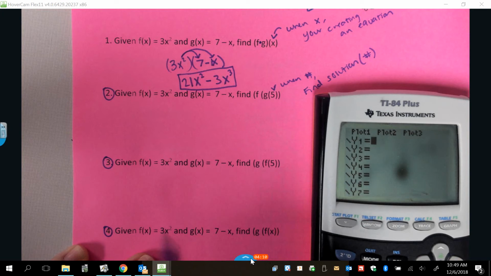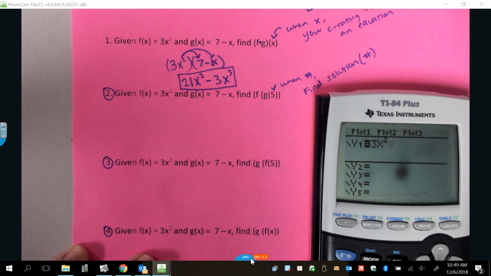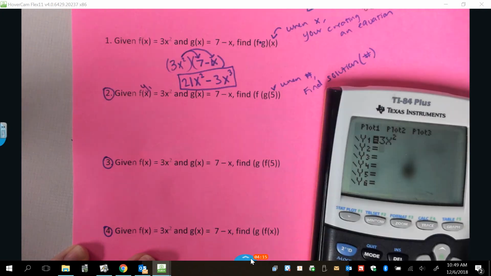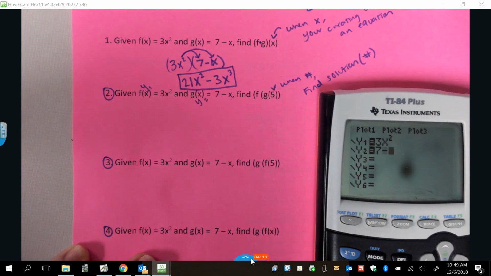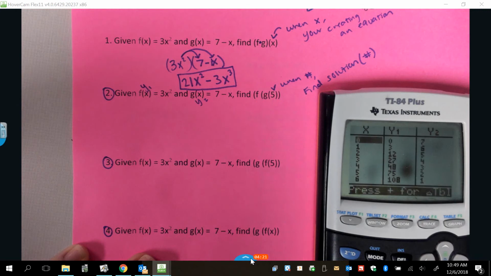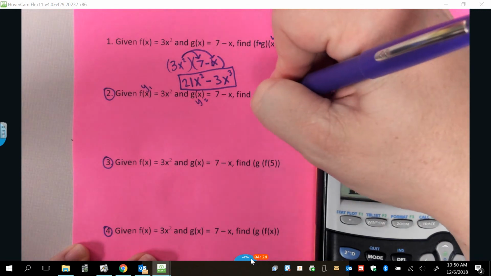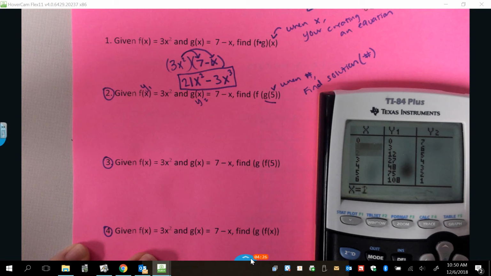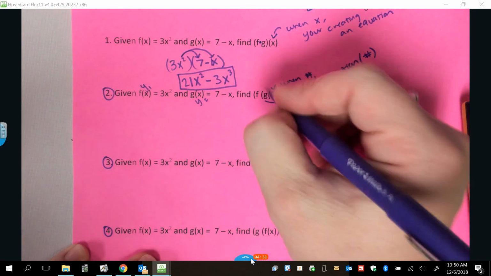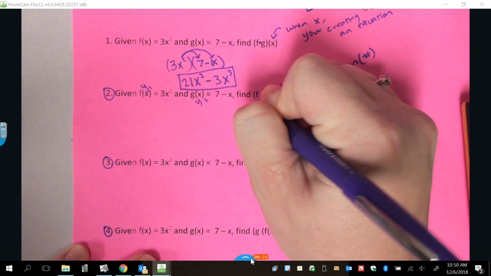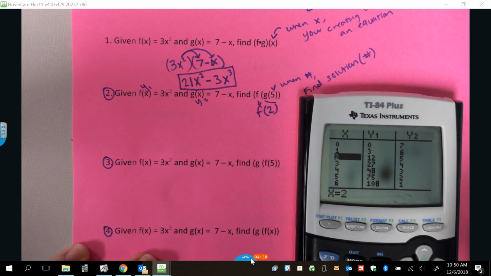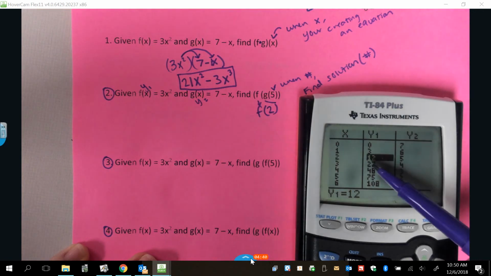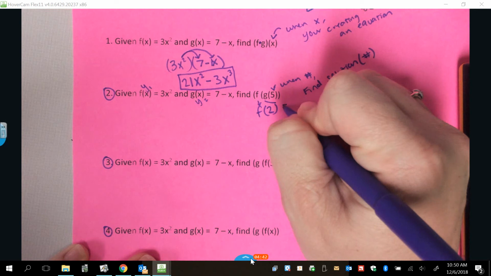Okay, we have 3x squared for y1, or f of x, which I'm going to label as y1, and we have g of x, which I'm putting in y2. So 7 minus x. Second graph. And I need to find g of 5 first. So let's go down to 5. G is in my y2, which is 2. Okay, and now I need to find f of 2. So let's go to 2, and f is in my y1, so y1 is 12. So my answer here is 12.